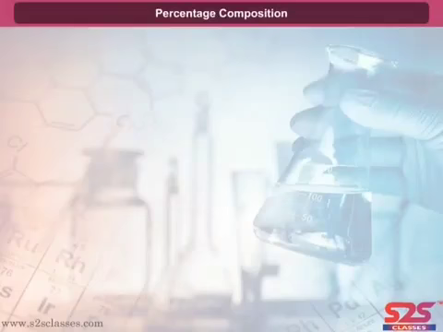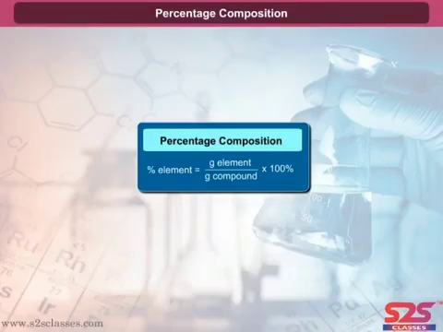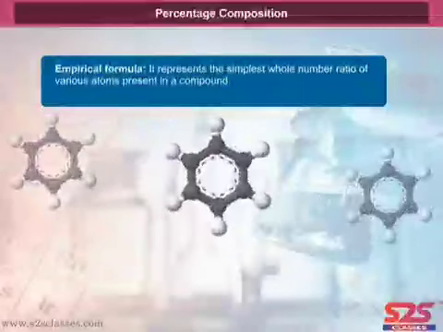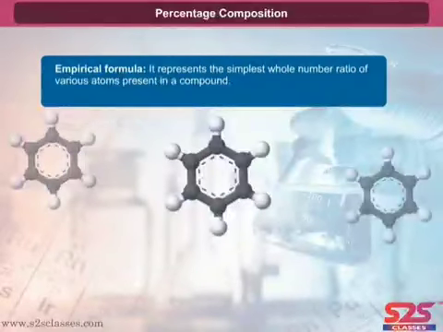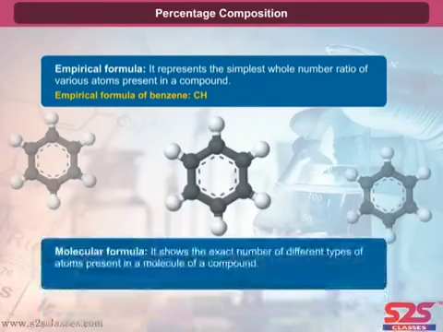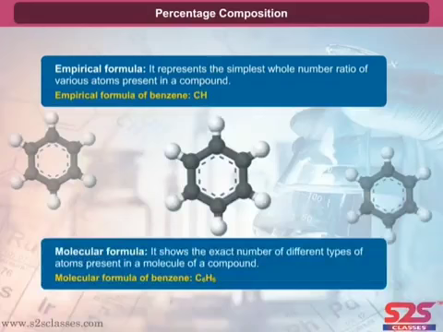Percentage composition. The mass percentage of each constituent element present in any compound is called its percentage composition. An empirical formula represents the simplest whole number ratio of various atoms present in a compound. For example, CH is the empirical formula of benzene. The molecular formula shows the exact number of different types of atoms present in a molecule of a compound. C6H6 is the molecular formula of benzene.